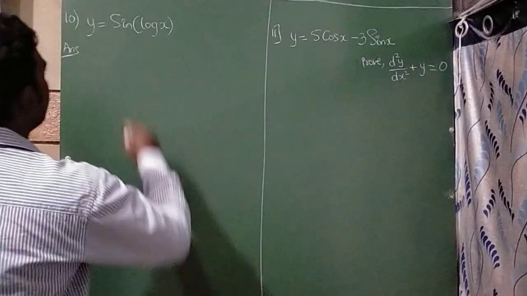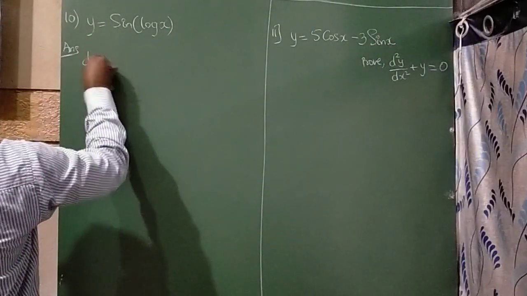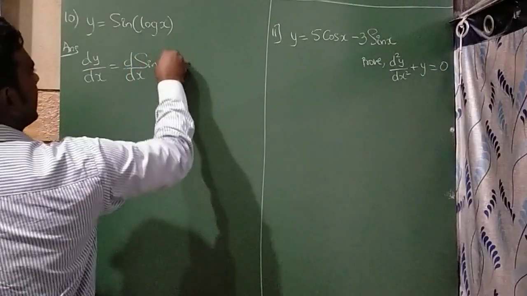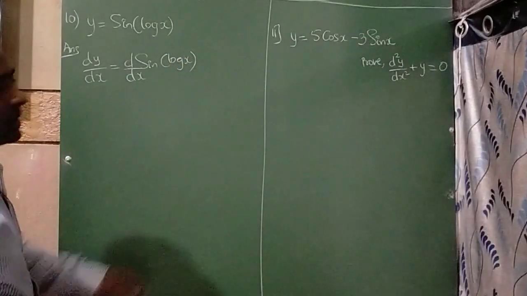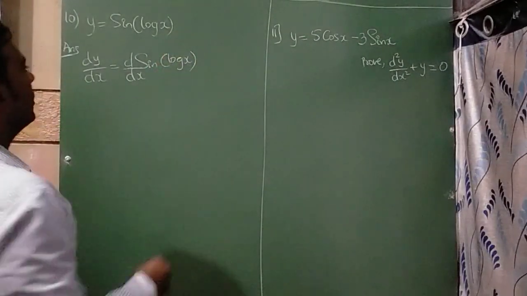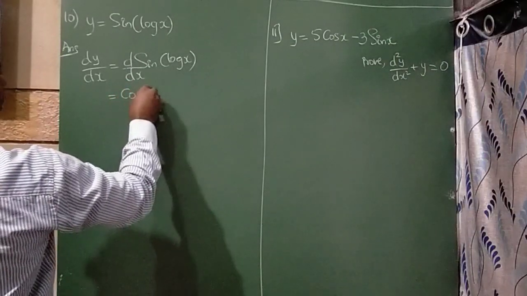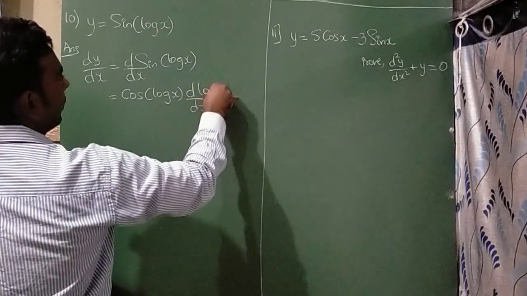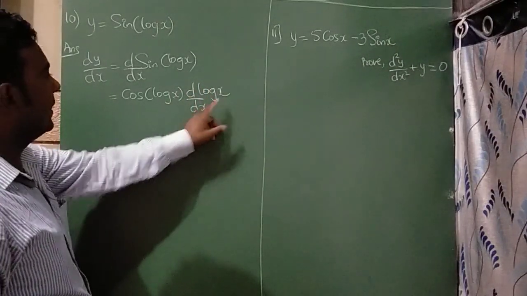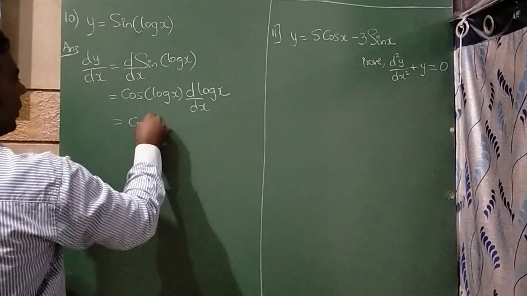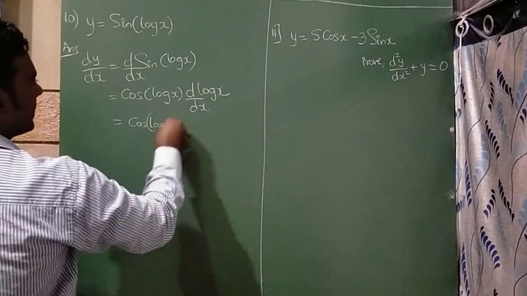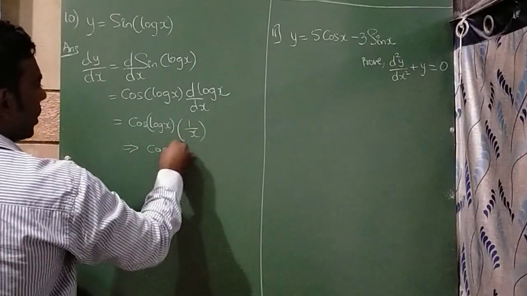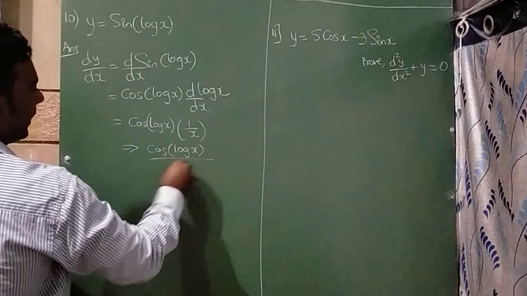So the 10th question is y is equal to sine log x. So dy by dx is equal to d by dx of sine log x. Consider this as a whole one variable. So dy by dx of sine is cos log x. This is called chain rule. So again you need to differentiate this log x. So you will get cos log x and d by dx of log x is 1 by x. So this can be written as cos log x upon x.